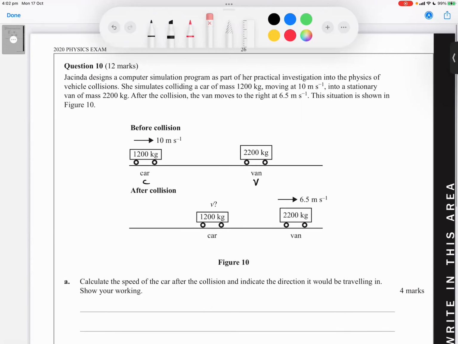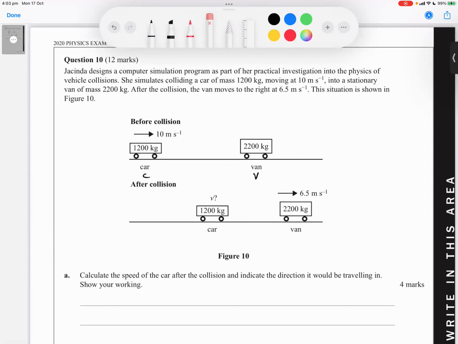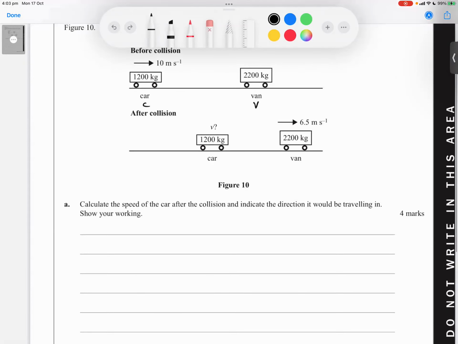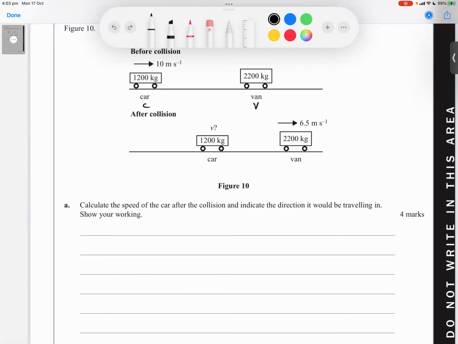The question shows a car running into the back of a van. And the question is asking, calculate the speed of the car after the collision and the direction it would be traveling in, and show your working out. So let's run through that now.